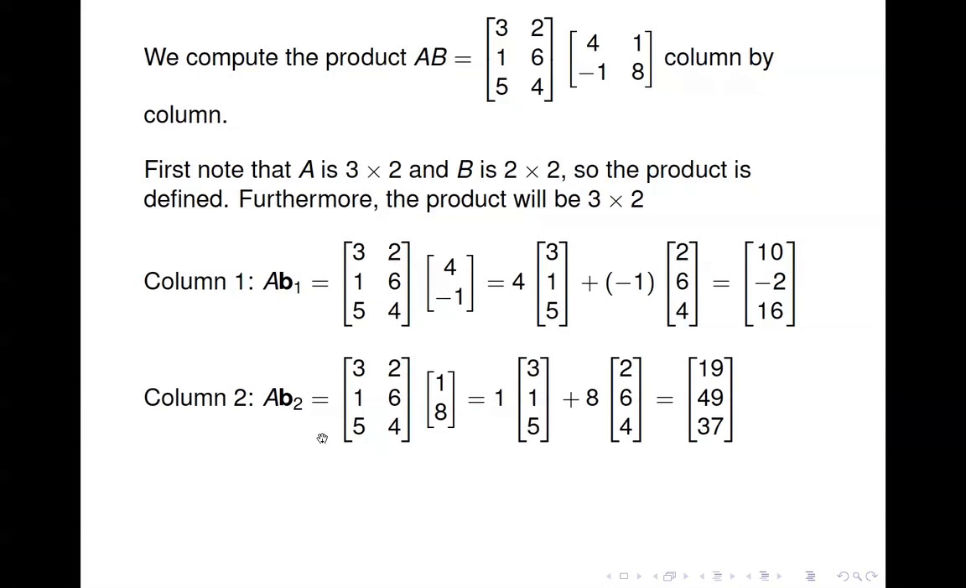Do the same thing to get the second column of the product. It's A times the second column of B. Second column of B is 1, 8. So we take that linear combination, 1 times this first column of A plus 8 times the second column. Do that linear combination, and now we have our first and second columns of the product. And so we're done. There is A times B.